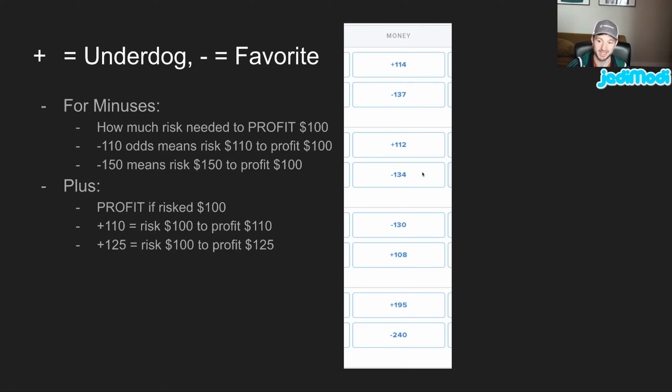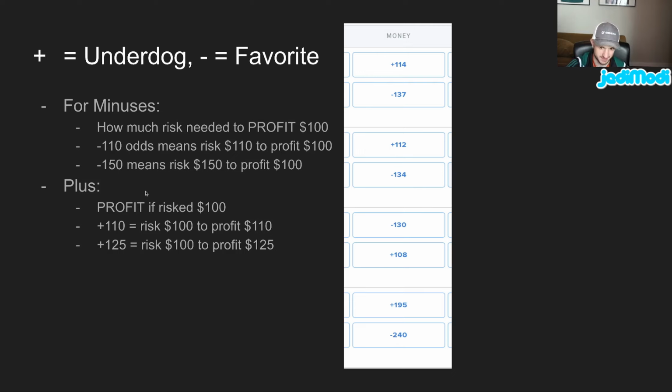So when you're looking at odds, you can tell immediately the higher the number is, the more you need to risk in order to profit $100, right? That also generally means the bigger the favorite. So the bigger these numbers get in terms of the minus, that means the bigger the favorite. So we see minus 130, minus 134, minus 137, and then we see a minus 240. This minus 240, obviously the team here is the biggest favorite.